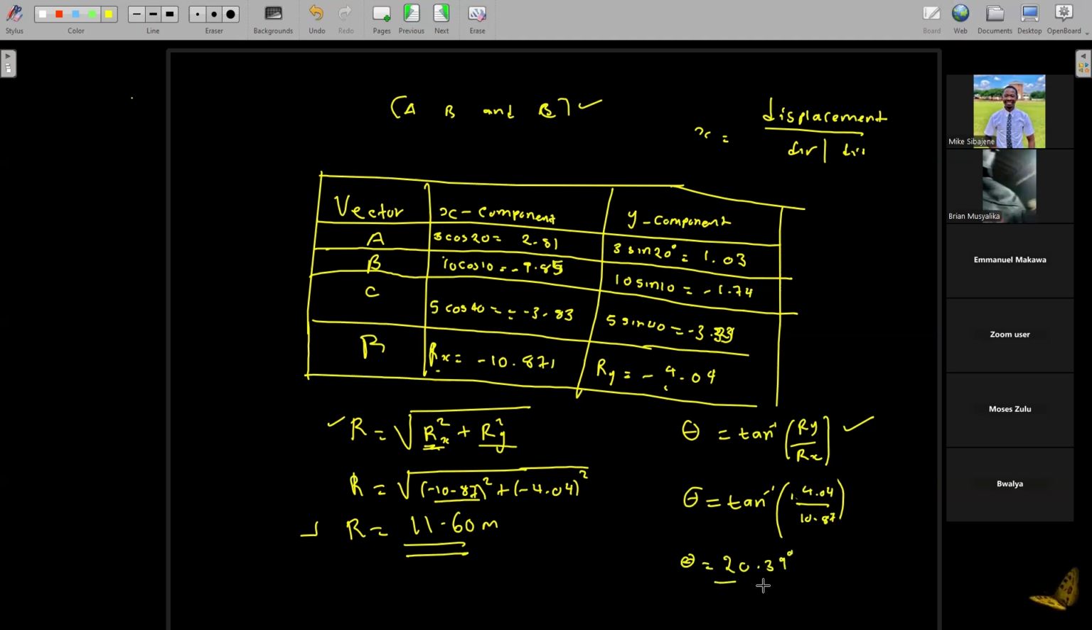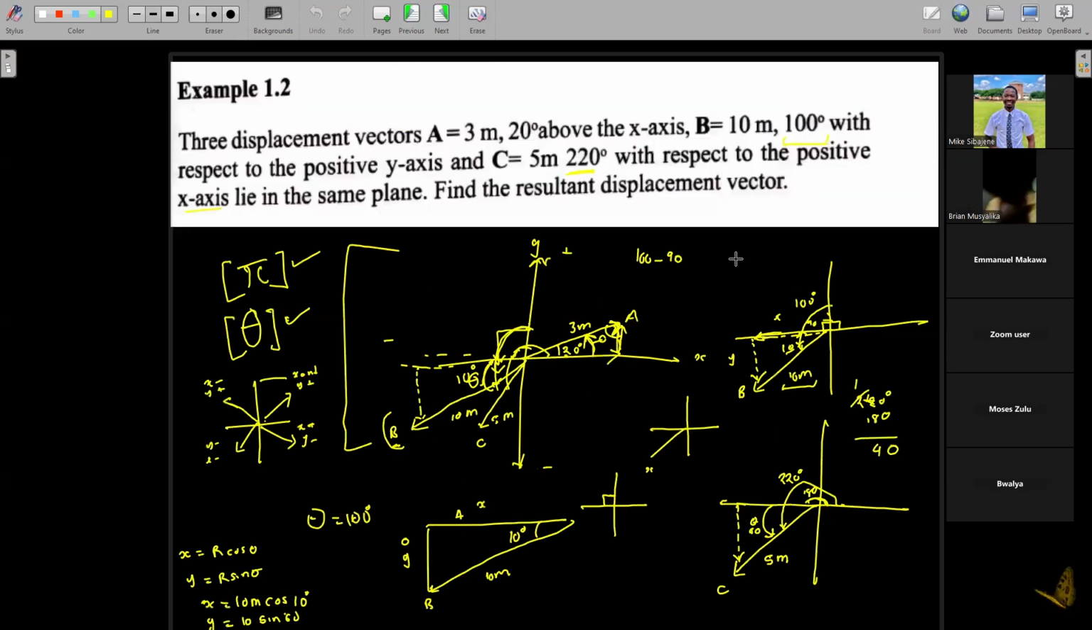So when you write it like that, you say the displacement of the vector is 11.6 meters, at 20.39 degrees from the positive axis. So this is the displacement. That's how we calculate the displacement for the vector. I hope everyone has gotten the concept. We can proceed to another question.